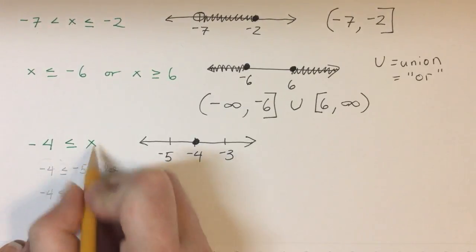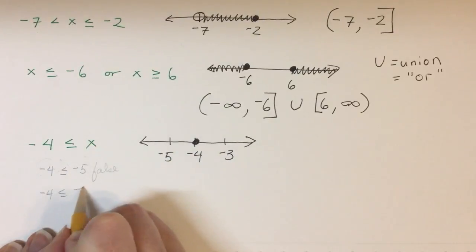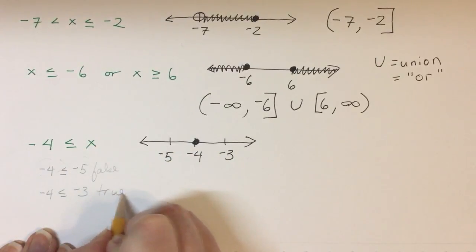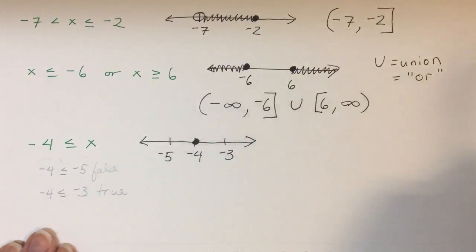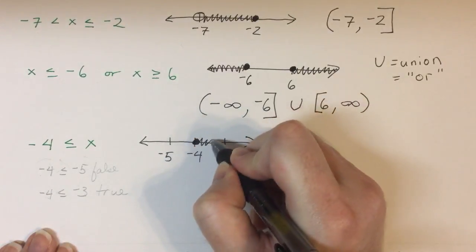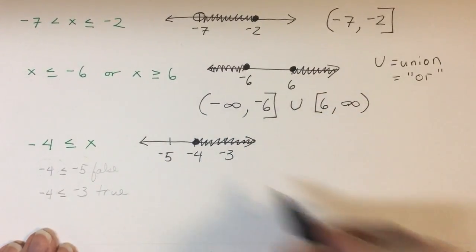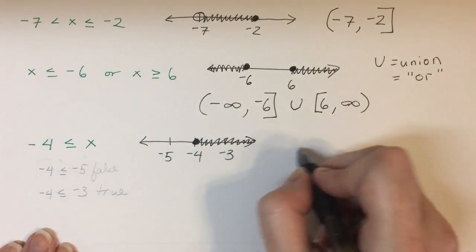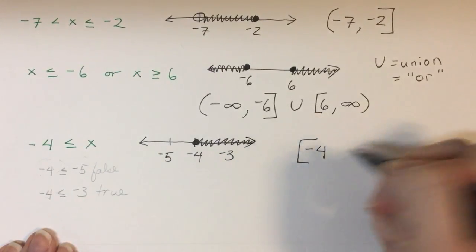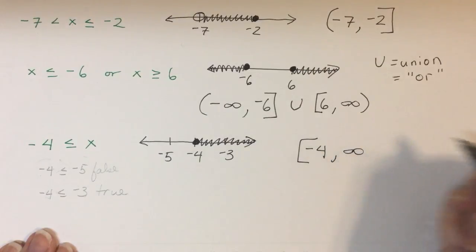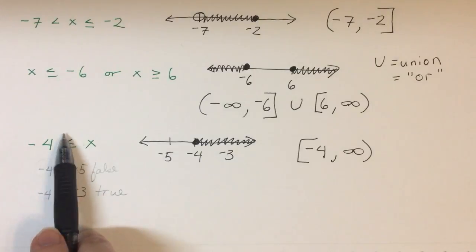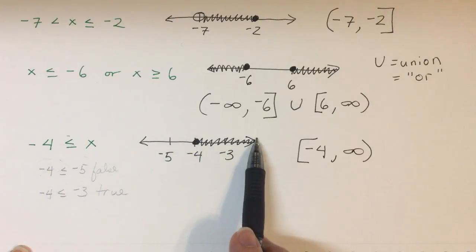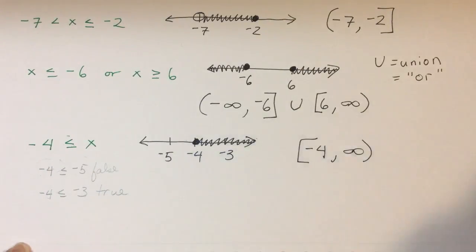Negative 4 is less than or equal to x. If I plug in negative 3 for x, that gives me a true statement. I'd rather owe $3 than owe $4. Owing 3 is the larger. So shade the side that's true. Interval, left to right, negative 4, included, so bracket, continue on forever, infinity, parentheses. Okay. So here I've got a less than sign but I've shaded to the right. Again, you're shading the side that is true.